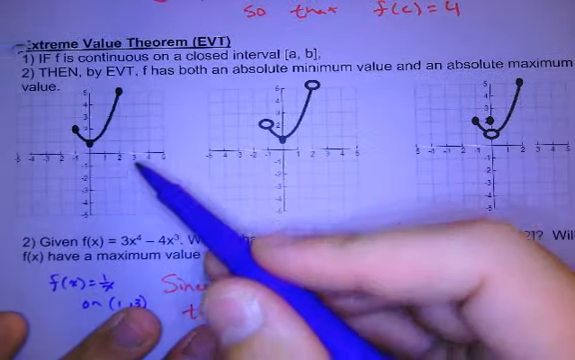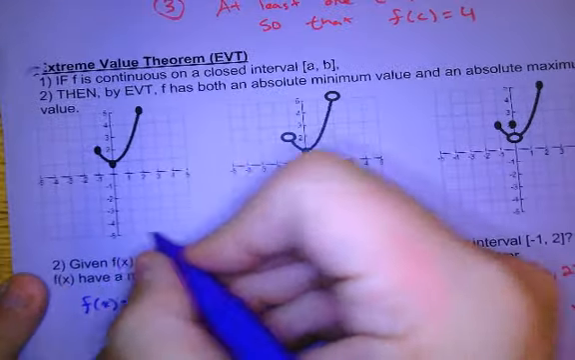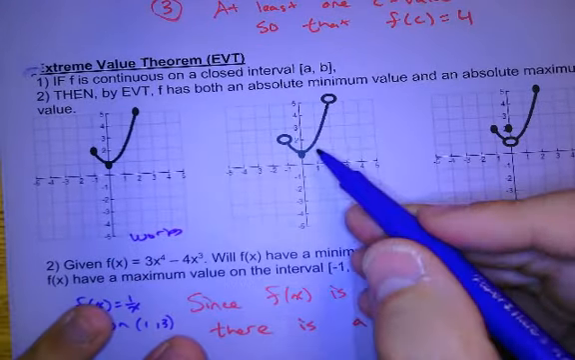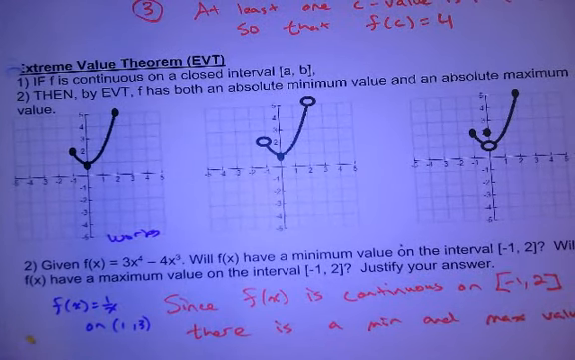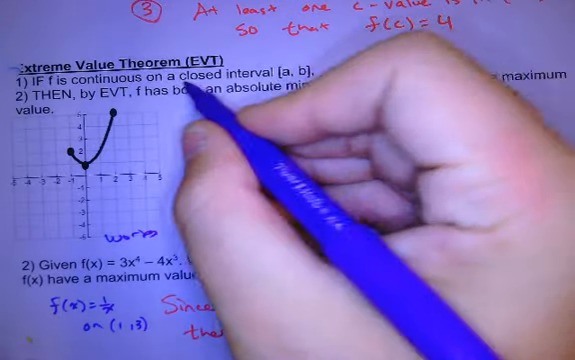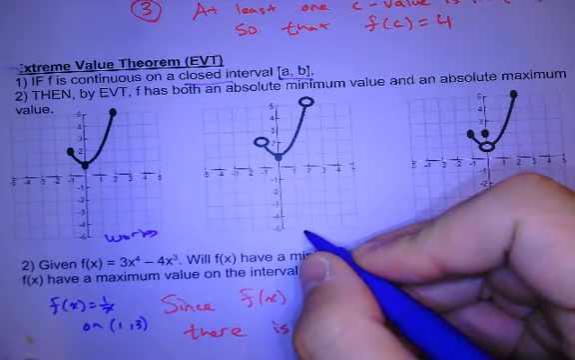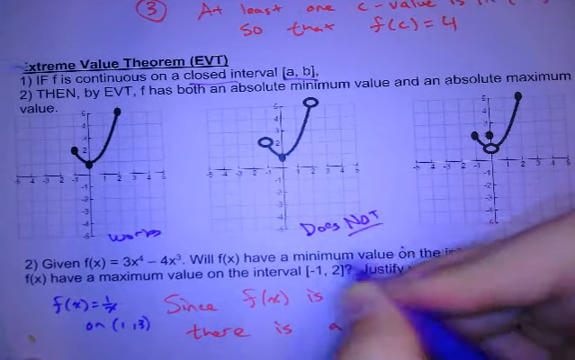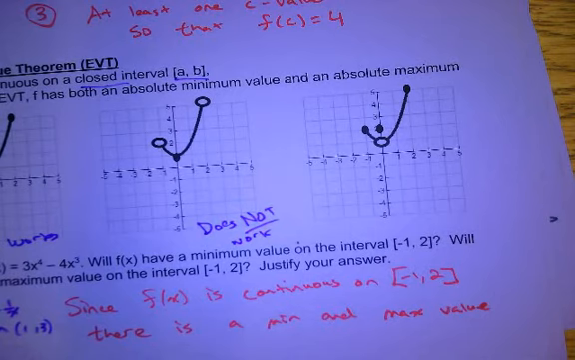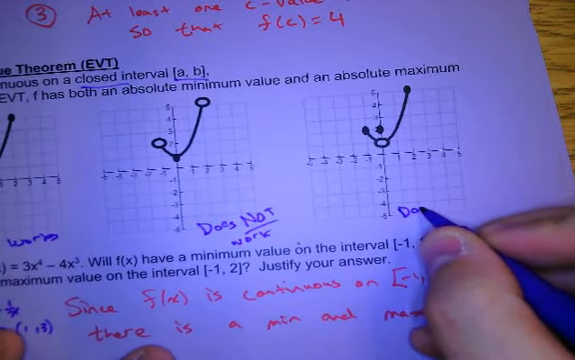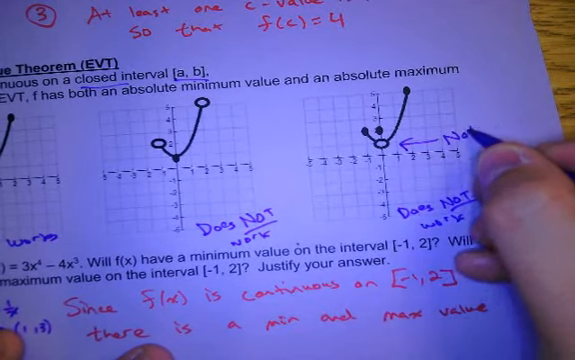So let's just look at these 3 examples now. Does EVT apply for this first one? Yes. Does it have a minimum and max? So this works. What about this one? Tricky one. Is the interval closed? Does it have endpoints? It does not have endpoints, so it does not work. What about this last guy right here? And what's the reason? It's not continuous.